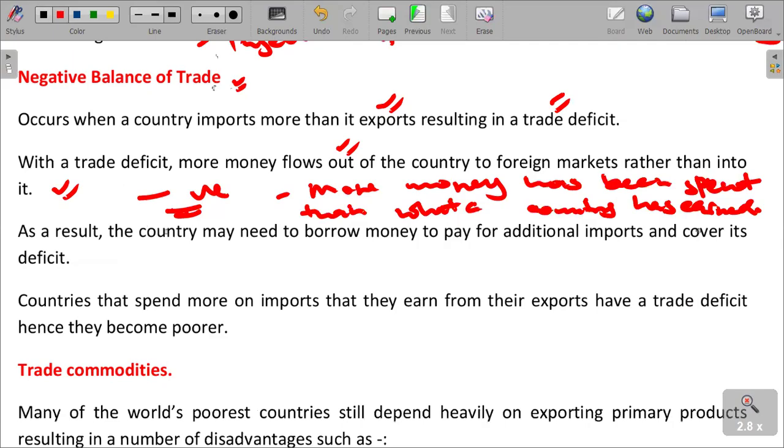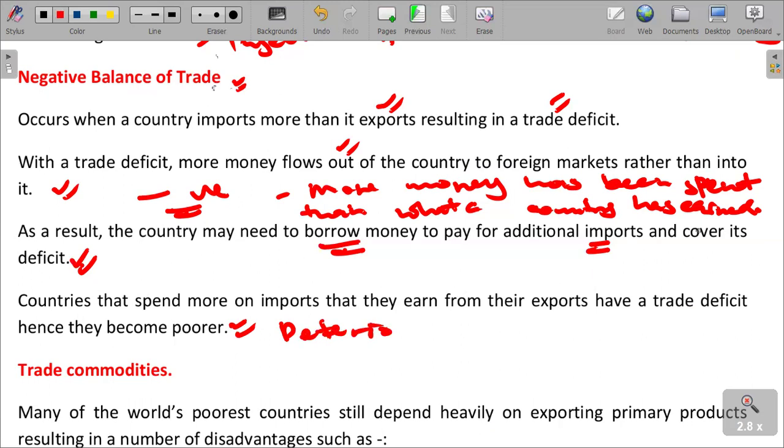It shows a country may need to borrow money in order to remain sustainable. We have to pay money for additional imports. Whatever we are buying, we must borrow money and cover its deficit. So countries that spend more on imports than they earn from their exports have a trade deficit, hence they keep on deteriorating.